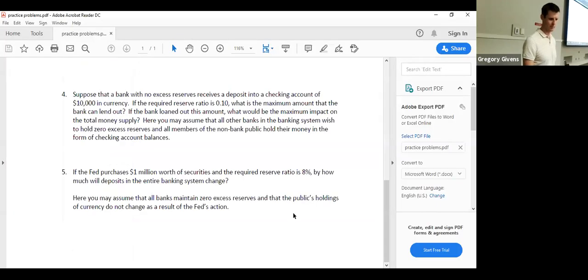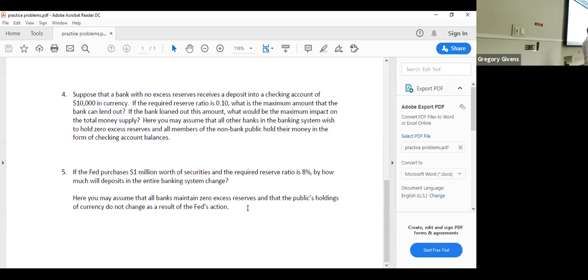For you folks that are participating remotely, this is the question. It's number 5 here. If the Fed purchases $1 million worth of securities and the required reserve ratio is 8%, how much will deposits in the entire banking system change by? And in doing this, you can assume that all banks maintain 0 excess reserves, and also that the public's holdings of currency don't change. So in this problem we worked through today, we assume that each of these investors simply redeposits every bit of that money back into their checking account instead of holding any of it as currency.